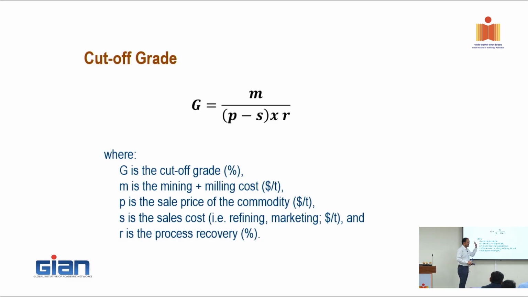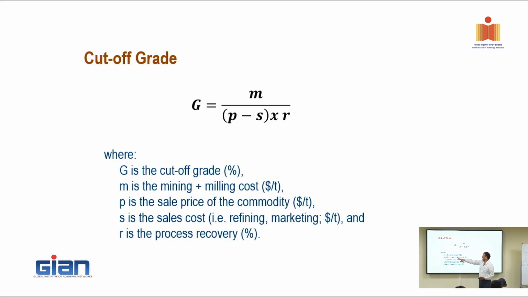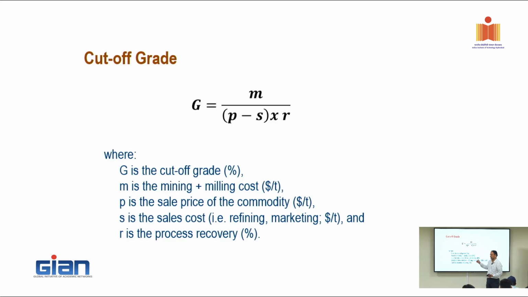And the other important concept is the cutoff grade that I spoke of, the grade at which you can make profits. What is the equation? Again, the equation is nothing but we have been talking about cost, price, and recovery, a function of cost, price, and recovery. But how do you mathematically express it? M, which is mining and milling cost, dollar per ton. Again, we don't generally take sales, but price we take, which is the sale price of the commodity, dollar per ton again, times recovery. Sorry, yeah, percentage of recovery.